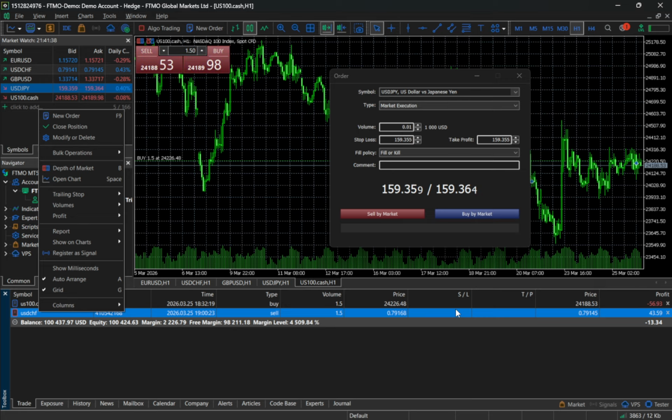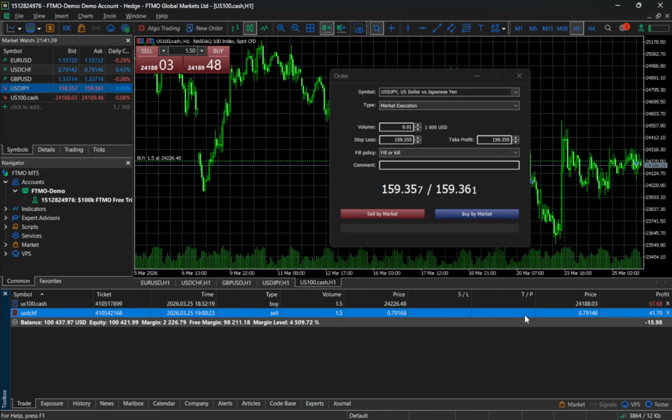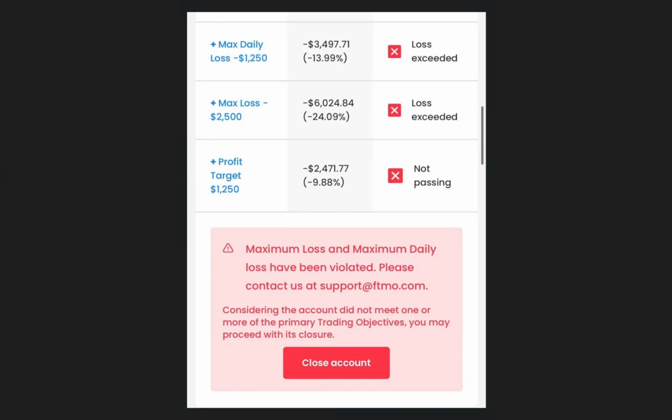If you break the limit, the account fails immediately and automatically. There is no second chance, so be cautious during big news or volatile sessions.